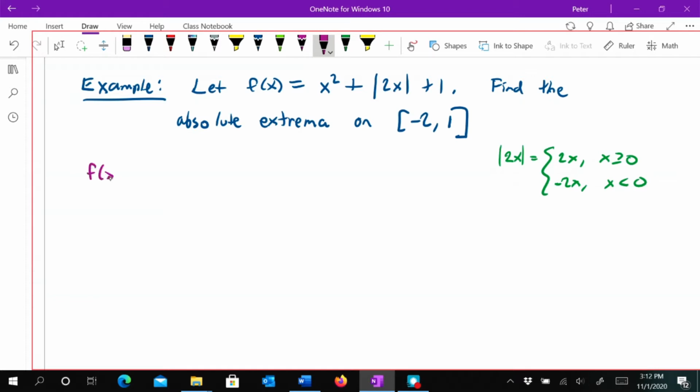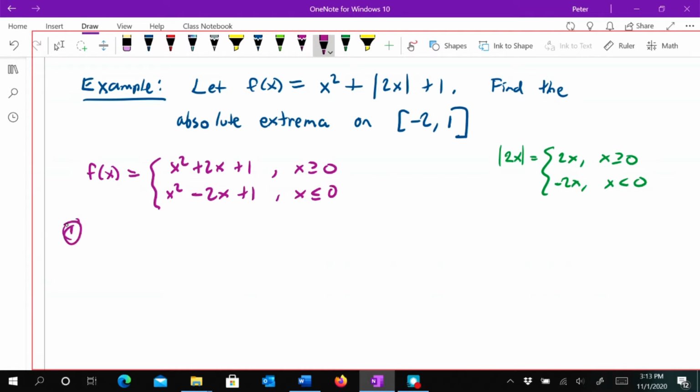So here f of x is equal to x squared plus 2x plus 1 for x greater than or equal to 0, and it's equal to x squared minus 2x plus 1 for x less than 0. Now we can go ahead and write the derivative. Here f prime of x is equal to 2x plus 2 for x greater than 0, and 2x minus 2 for x less than 0.